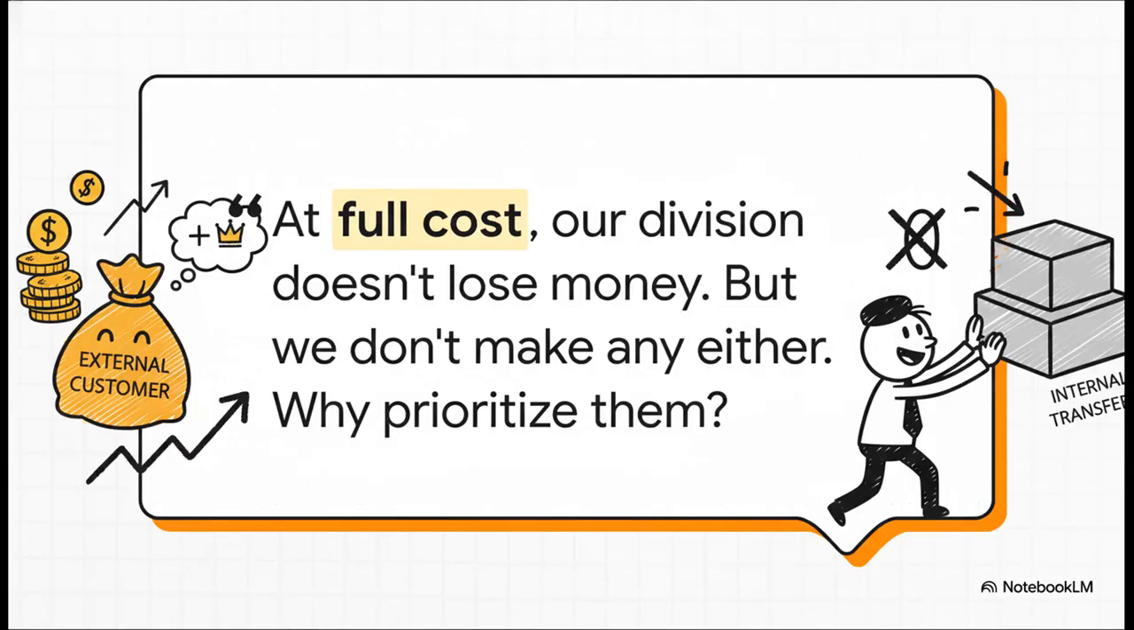And this creates a classic goal congruence problem, another key exam term. The chip division manager, who is motivated by profit, is naturally going to prioritize their external customers who pay more. Internal transfers that offer zero profit, they're going to fall to the bottom of the list, which might not be what's best for Pixel Corp at all.